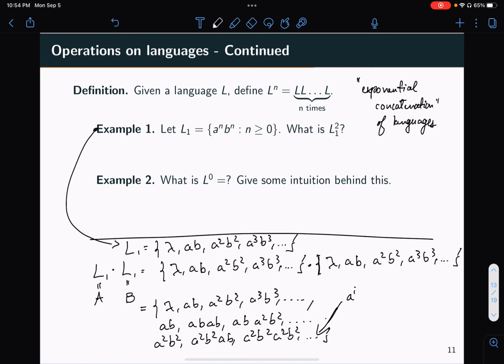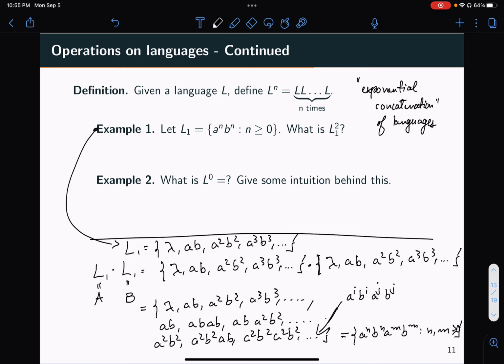look like a^i b^i a^j b^j, right? Because it's going to be the same number of A's and B's for the first string, with the same number of A's and B's for the second string, or like the second half of the string. So then that means that my language is actually going to be a^n b^n a^m b^m for n, m greater or equal to 0, right? So that's what L1 squared would be.